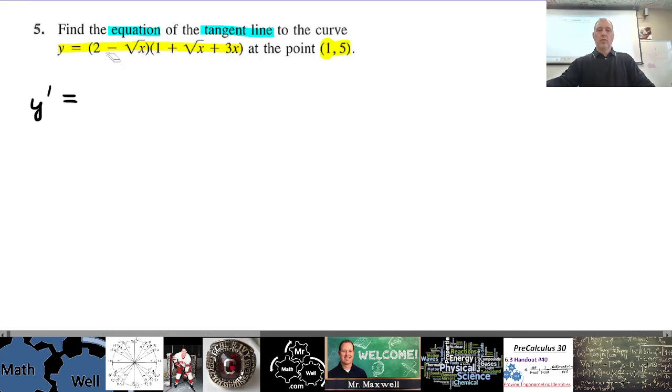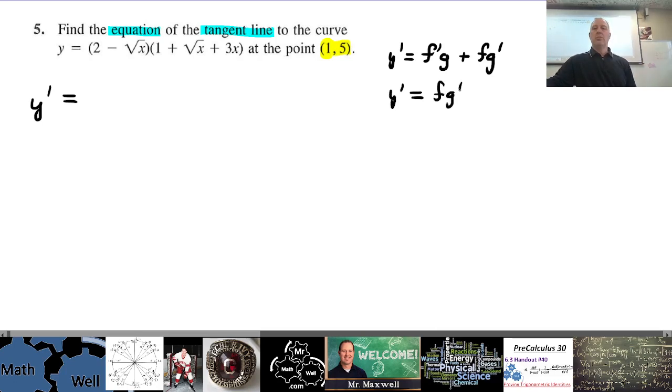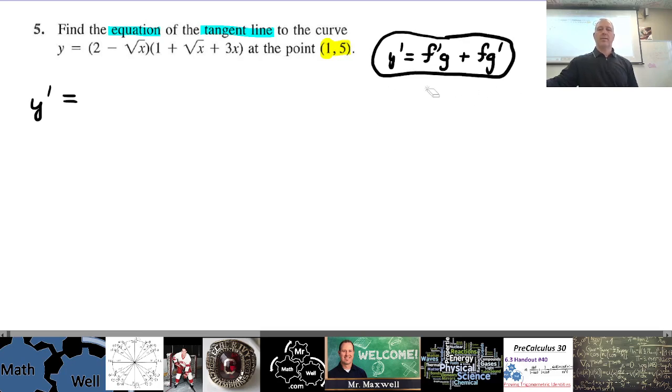You have to use the product rule, which is the derivative of the first times the second plus the first times the derivative of the second. I always start with the derivative of the first function in both product and quotient rule. You might see it a little differently in your textbook or online: fg prime plus f prime g. Notice that's the exact same terms, just switched in order, and when you add them, the order doesn't matter. So I always go with this one. This is the way I've taught you, and you'll see me use that format.